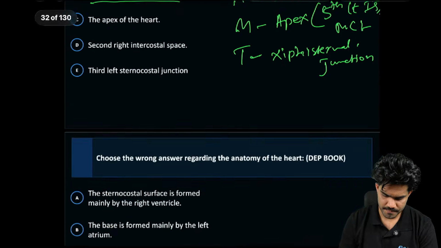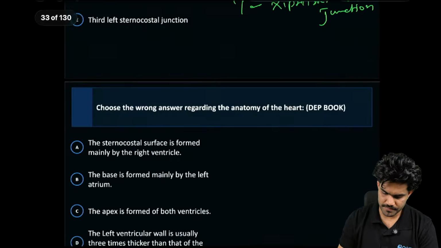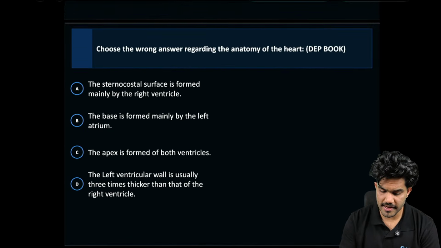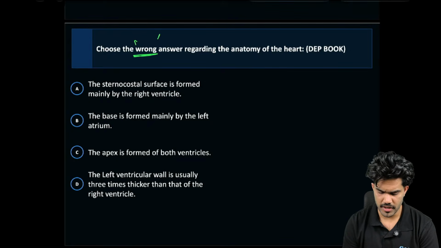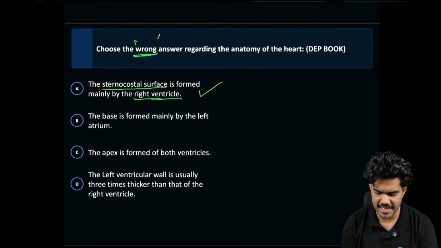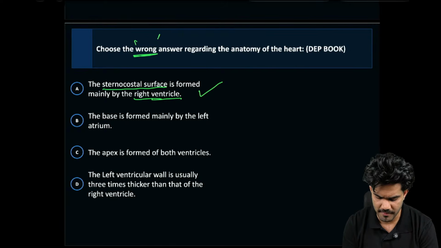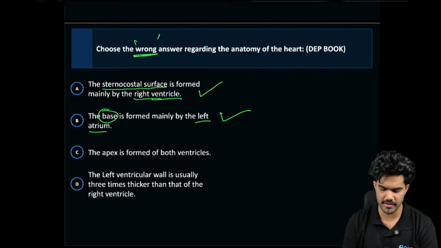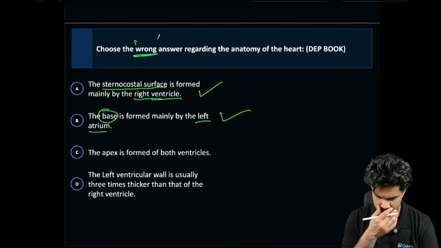Now choose the wrong answer regarding anatomy of the heart. Wrong answer we have to find out. The sternocostal surface is formed mainly by the right ventricle. Yes, I told you this concept. Sternocostal mainly by the right ventricle. The base is formed mainly by the left atrium. Yes, base is formed mainly by the left atrium.